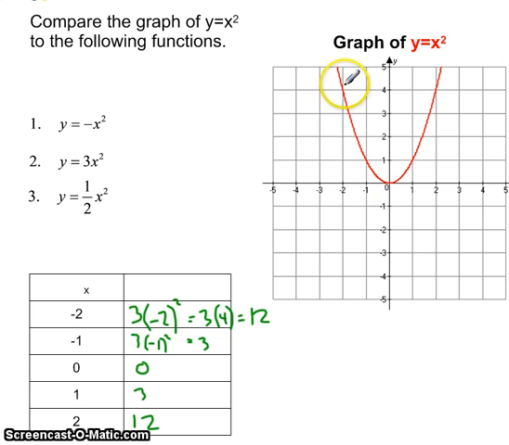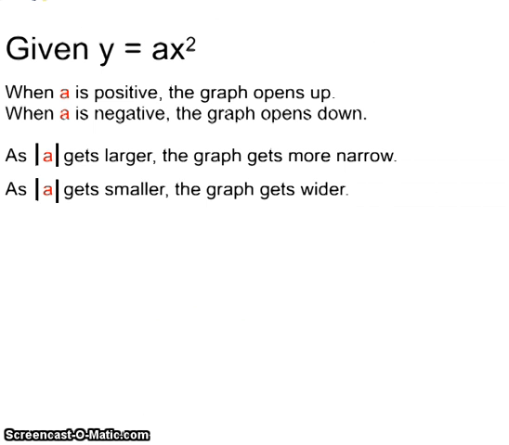Let's see, -2, 12 is going to be way off the graph. I won't even put it there. But 3, 3 is going to be here. 0, 0 doesn't change. Let's see, 1, 3, and then 2, 12. So what we have here is a graph that has the same general shape, but it's a lot more narrow than the graph of y equals x squared. And we could have predicted that. If the absolute value of a gets larger, then the graph gets more narrow.